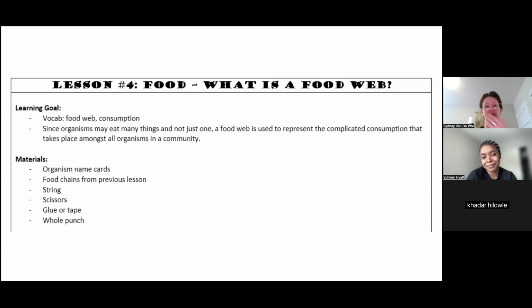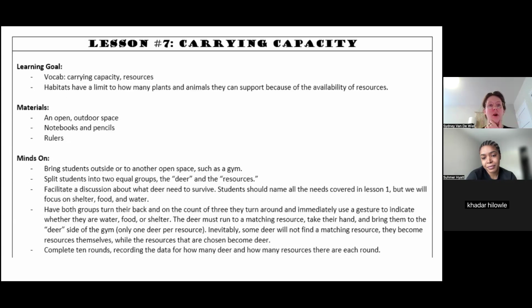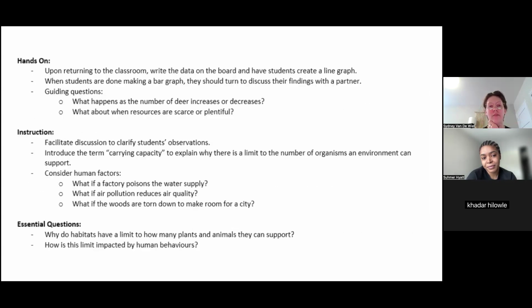And then, as I've mentioned, I did do 2 other lesson plans. One on what is a food web and one on carrying capacity. But as I'm already at 11 minutes, I won't go through those. But Summer and Kadar, if you do want to use them, I am going to share the document with you.